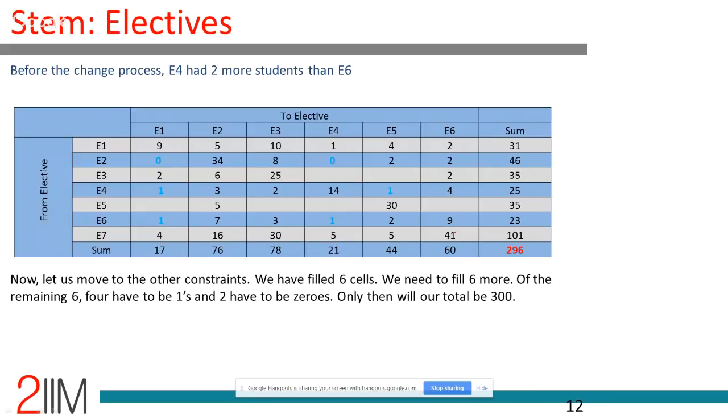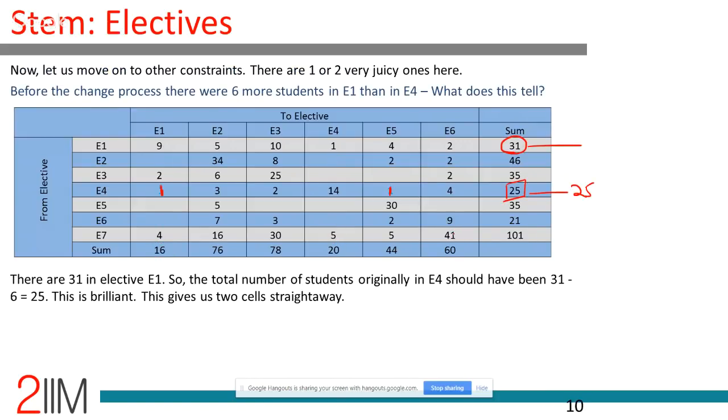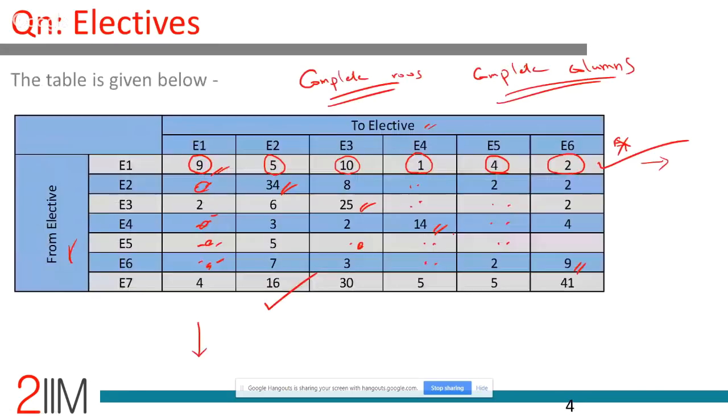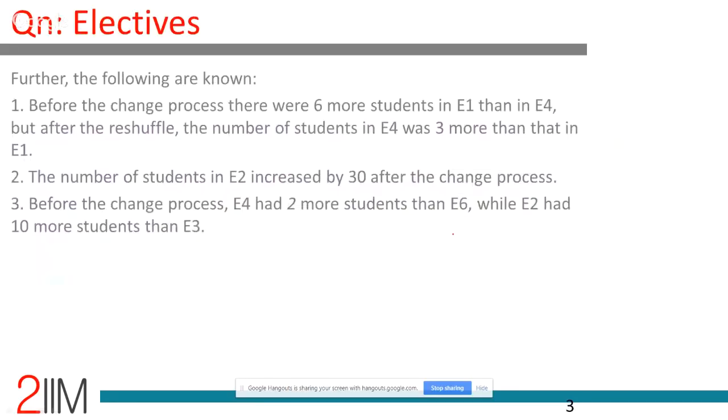And so now, what are the other constraints that we have? Give me a second. Go back to the constraints to see what the constraints were. So we can do this step by step. 6 more students in E1 than in E4. We've used that.